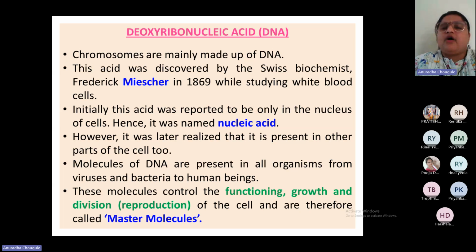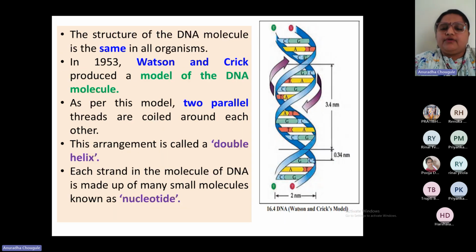But on further study, other cells were found to contain this nucleic acid too. So nucleic acid is present in all cells. Remember this: molecules of DNA are present in all organisms, in viruses, bacteria, and human beings. This DNA mainly controls the function, growth, and division, that is the reproduction, of the cell. That's why it is called the master molecule, because if DNA is there, then cells can function properly. Otherwise, our cells cannot function properly, or we have some disorders. So let's see the structure of DNA. You can see in this diagram, the structure of DNA was first proposed by Watson and Crick. That's why it is called the Watson and Crick model.